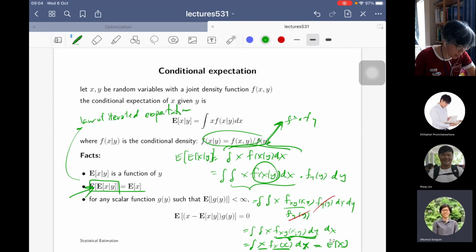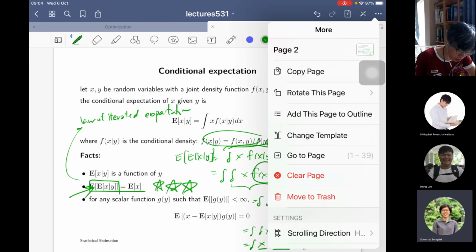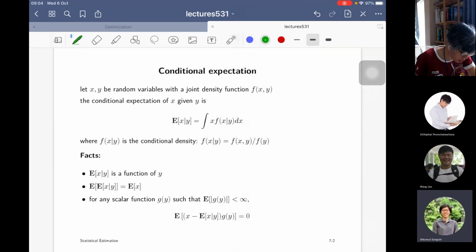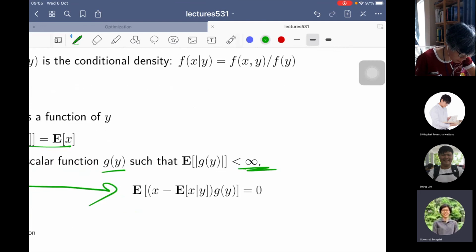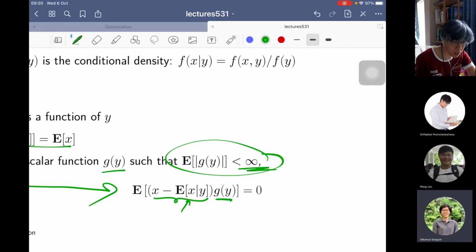Okay. We're going to use these results in the next couple of slides. And this result can also be extended in the third bullet. If you have any scalar function g(y) where the mean of g(y) is finite, we can show that, take a look at the first term. This is x subtracted by the conditional mean. If you multiply this with g(y), any function of y under this condition as well, this expectation is 0.